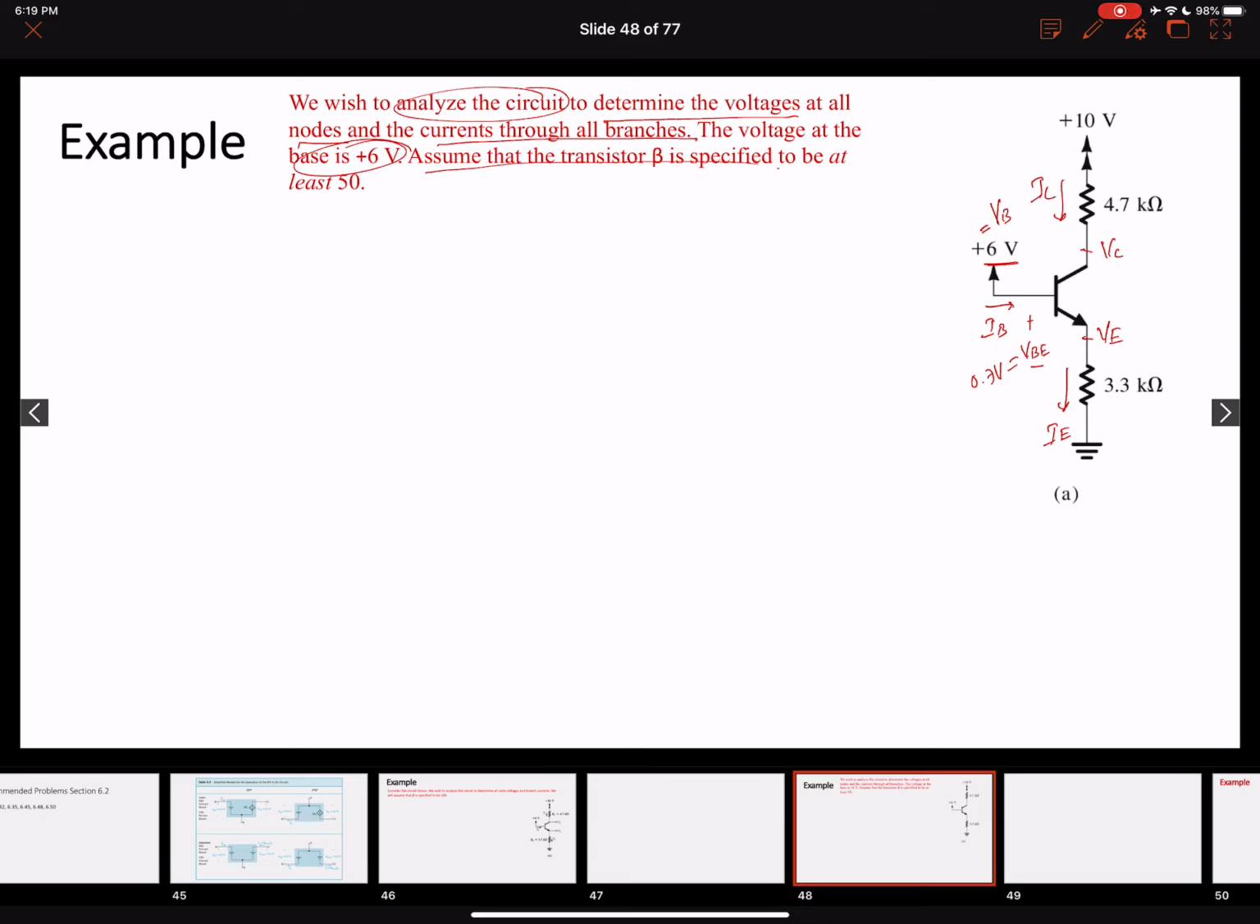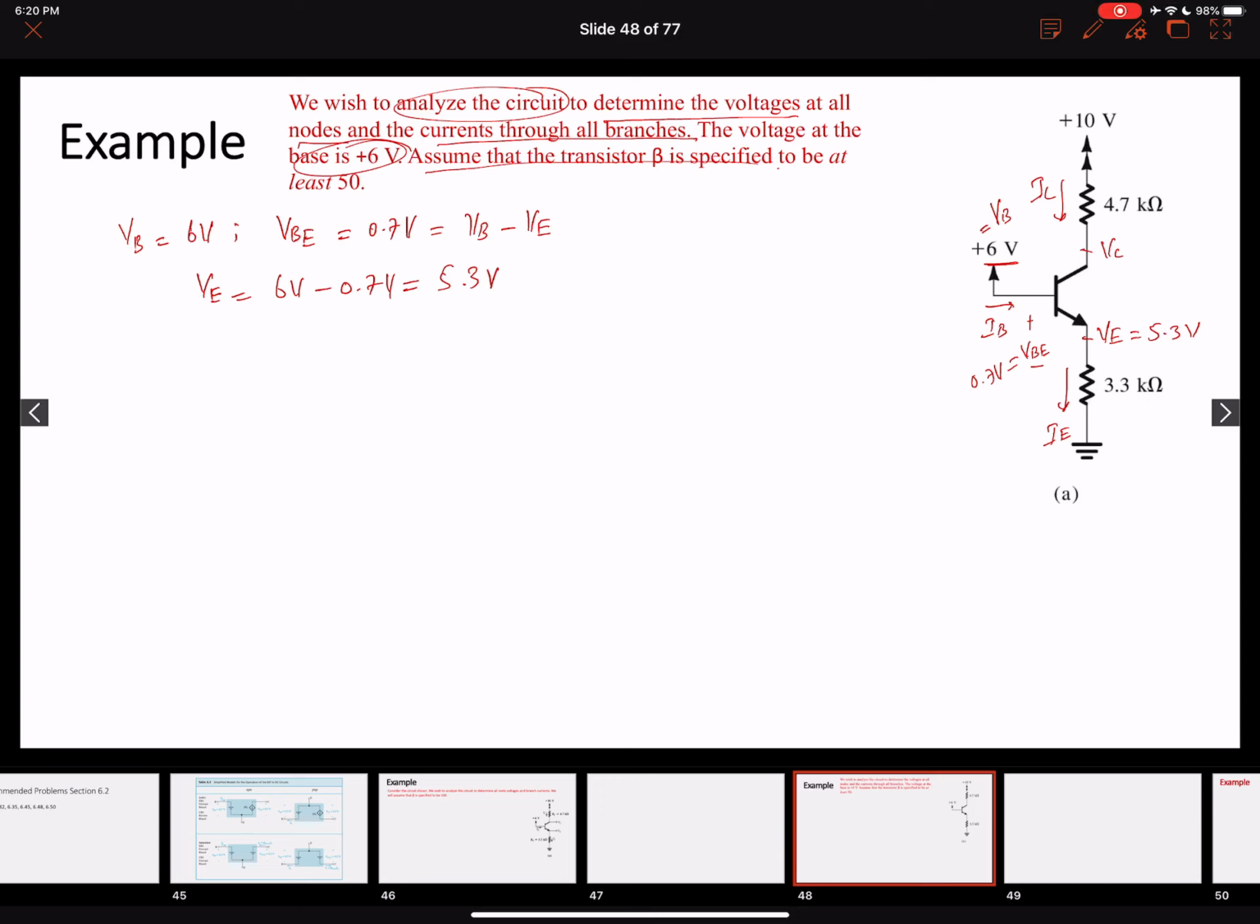Again, we're going to use exactly the similar approach. We have been given the value of the base voltage, which is 6 volts. We know that VBE equals 0.7 volts, which is VB minus VE. So we can easily find out the value of VE. VE should be VB, 6 volts, minus 0.7 volts. So it should be 5.3 volts. So the emitter voltage over here will come out to be 5.3 volts. This is the voltage at the emitter terminal.